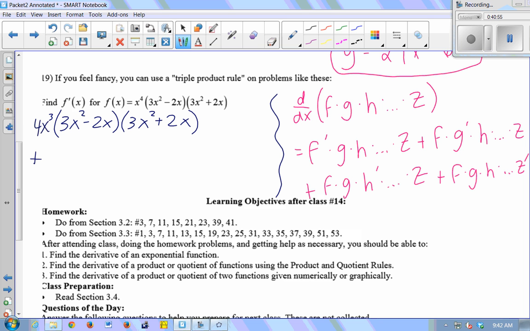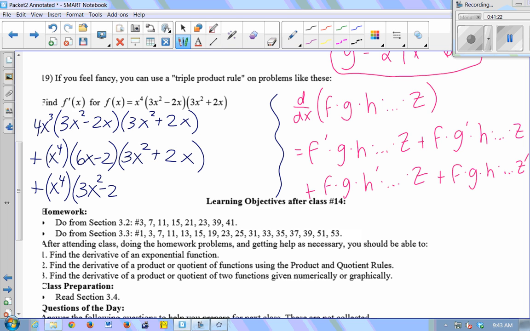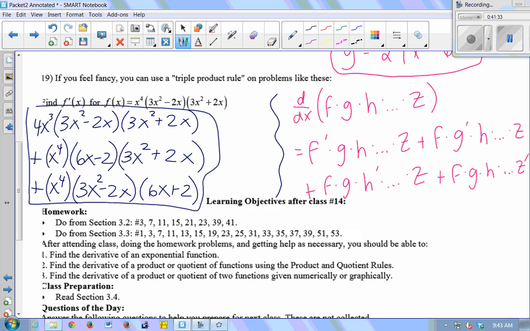Then I would add to that, take the derivative of the middle one, and leave the other two alone. X to the fourth times 6x minus 2 times 3x squared plus 2x. And then add to that, leave the first two alone, take the derivative of the last one. X to the fourth times 3x squared minus 2x times 6x plus 2. And we could most certainly spend some time simplifying it, but I don't really want to.